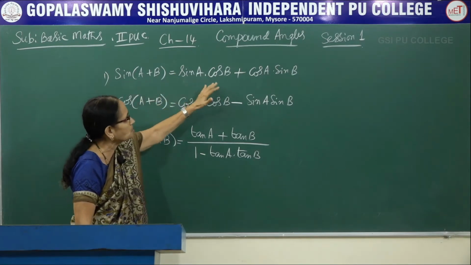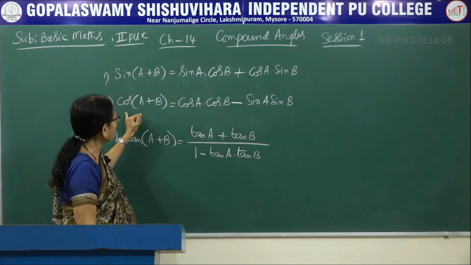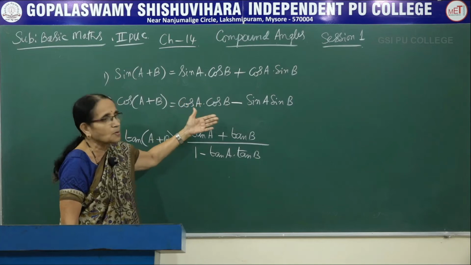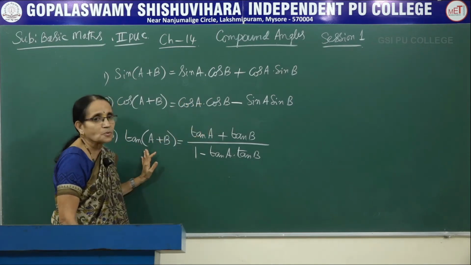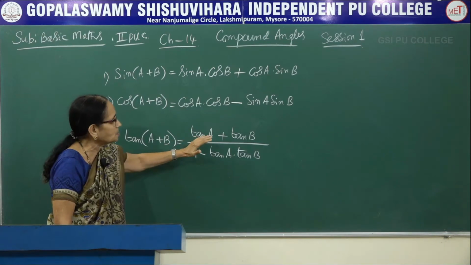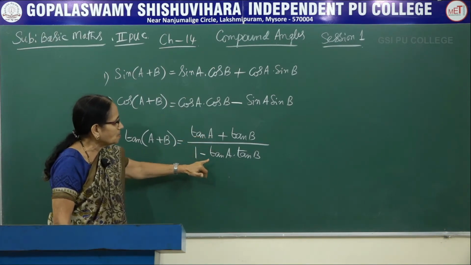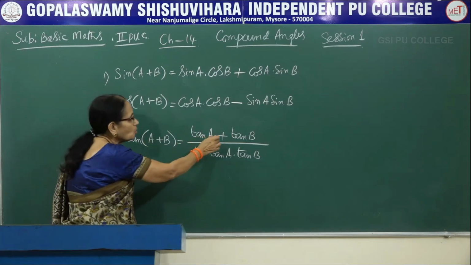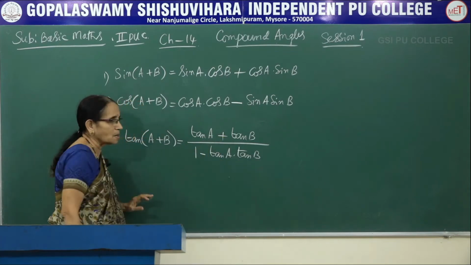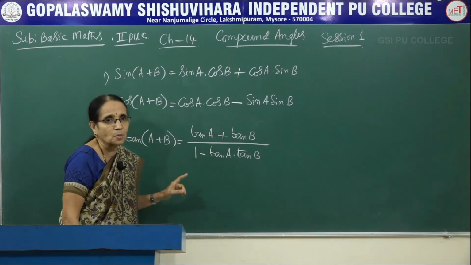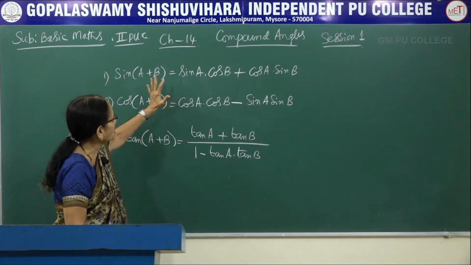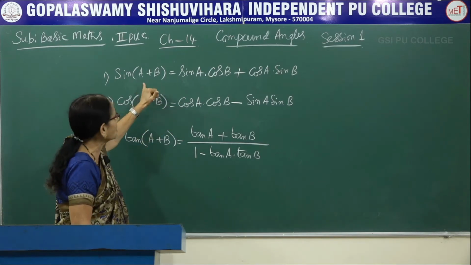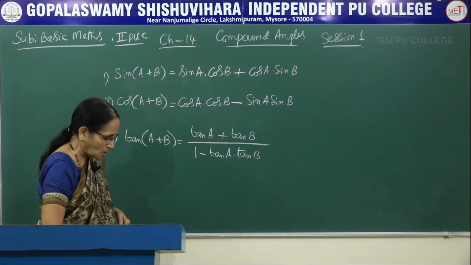Sin of A plus B has both sin A cos B and cos A sin B, and cos of A plus B also contains both the ratios, the cos ratio as well as the sin ratio. Whereas in the case of tan of A plus B, it is tan A plus tan B divided by 1 minus tan A into tan B. You observe we have the plus sign, so the numerator is positive and the denominator is negative. So these are the three formulae which give us the expansion of the trigonometric ratios of the angle A plus B, that is, the sum of the two angles.